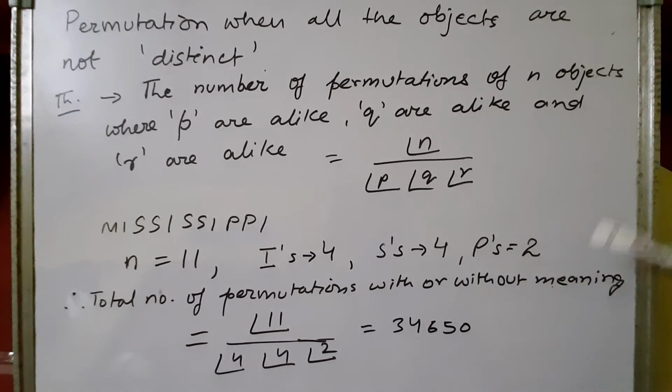So the total number of permutations, with or without meaning, will be factorial 11 upon factorial 4 into factorial 4 into factorial 2. When we divide, we'll get this value, right? So this way we can easily calculate the number of permutations of n objects when a few are alike, right? Note down the solution, please.